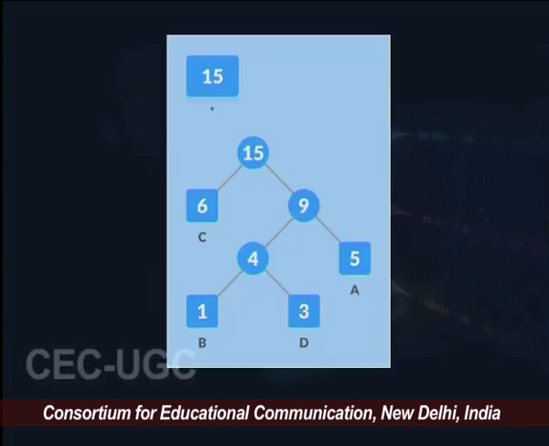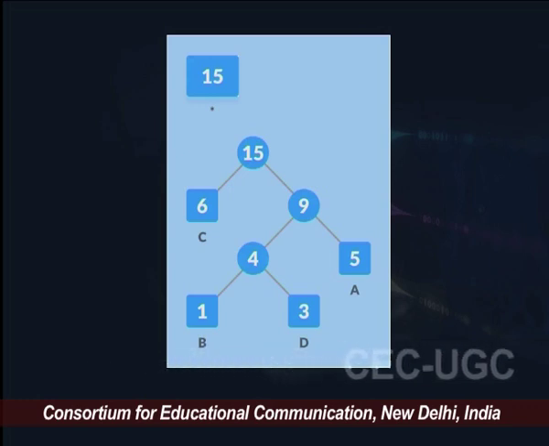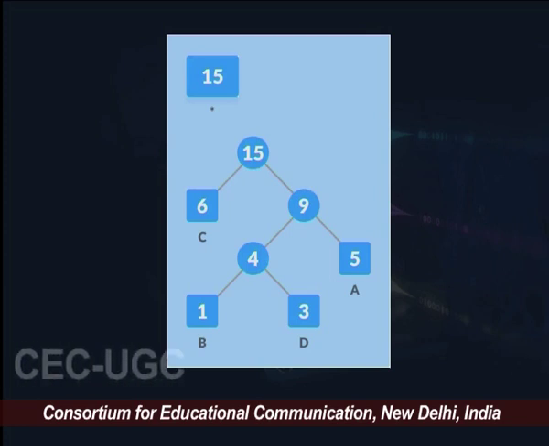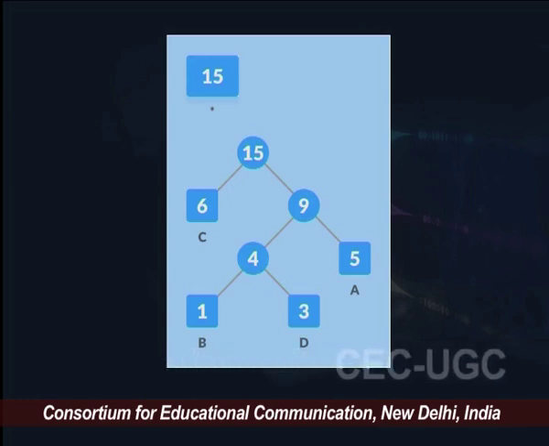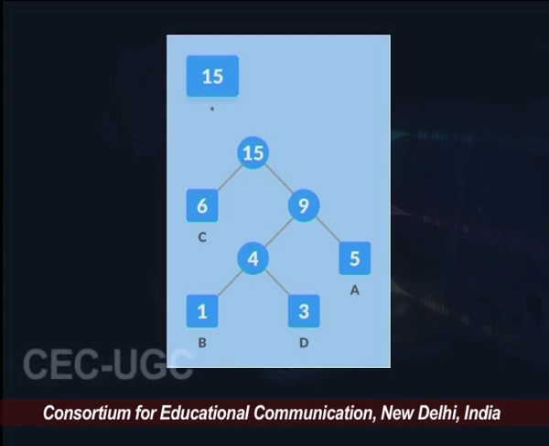Here on the screen, we have 15, which is the sum of 6 and 9. 6 is the frequency of C and 9 is the resultant tree which came as 1 and 3 giving 4 as the node, then 4 and 5 giving 9 as the node. Finally, 6 and 9 give 15 as the node. So here we have the complete tree.